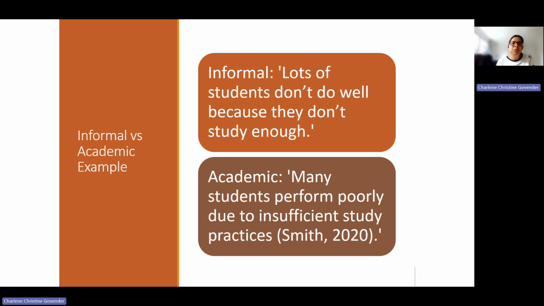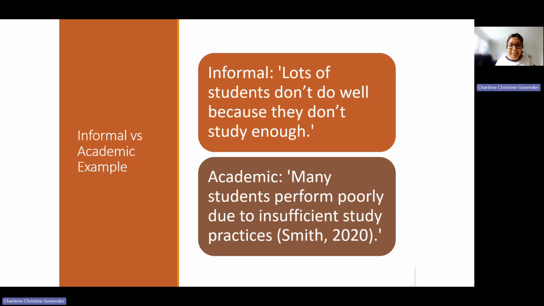So, many students perform poorly due to insufficient study practices. So the language has changed. Firstly, we had a very informal phrase, and that's changed now. "Don't do well" were three words, and if you want to be precise, we have this one word, and that's "poorly." And we also had "don't study enough." "Enough" is quite colloquial, and we have swapped that with "insufficient study practices."